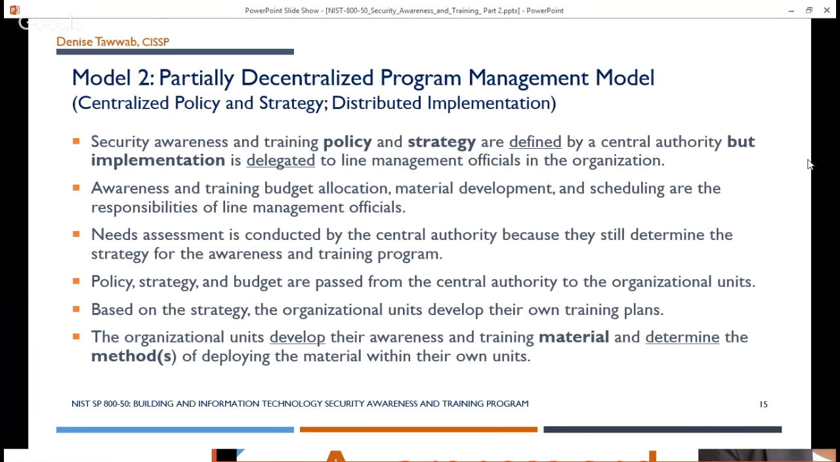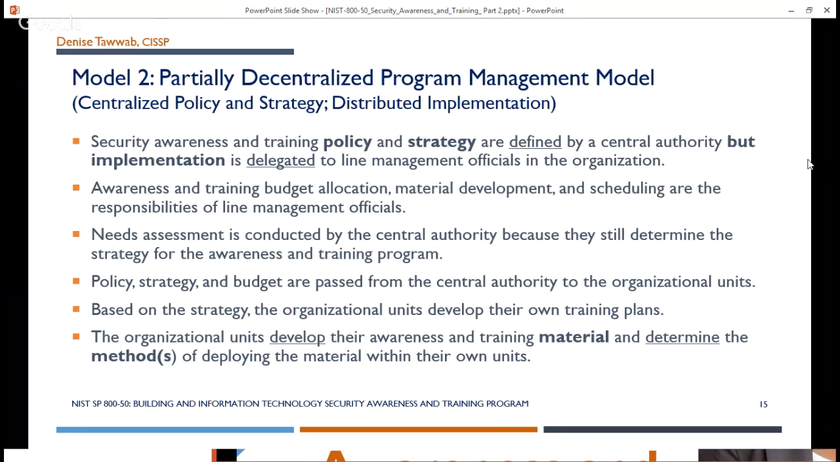Next up is Model 2, and this is your partially decentralized program management model. This is where you have a centralized policy and strategy, but distributed implementation. Security awareness and training policy and strategy are defined by the central authority, but the implementation is delegated to your line management officials in the organization.